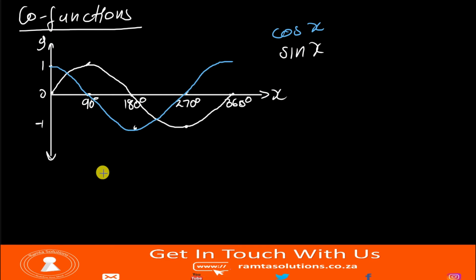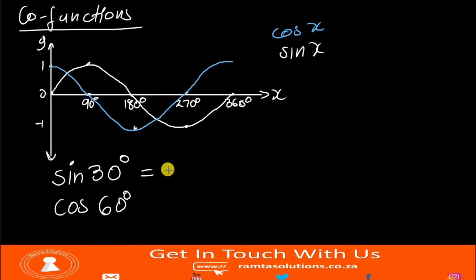Right? So I want you guys to notice something. I want you to try this on your calculator. Please try sine 30 degrees. Then I also want you to try cos 60 degrees. Tell me that sine 30 degrees is half. Again, also tell me that cos 60 degrees is also half. Right?